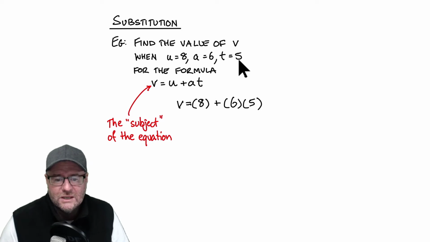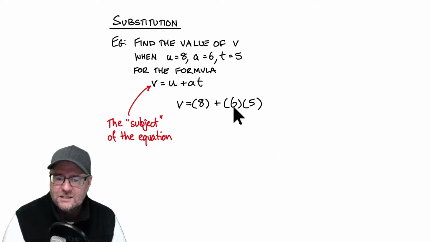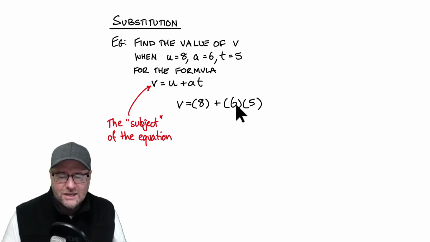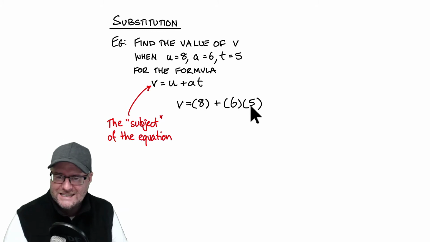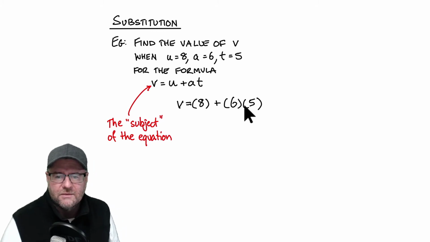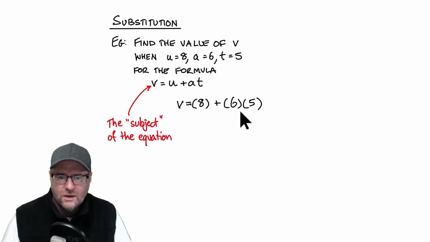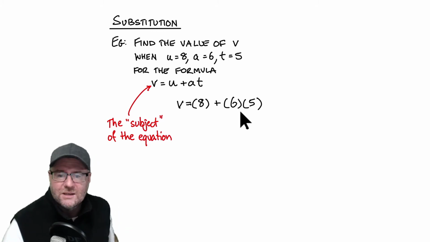Now the beauty of doing it this way, if you didn't put the brackets, literally the 6 and the 5 will be next to each other. And sometimes you can just freak out, forget what you're doing, and think, well, this is 65. But it's not. It's actually 6 multiplied by 5. So the brackets just help you avoid making that mistake. But they also come in handy for other reasons as well.